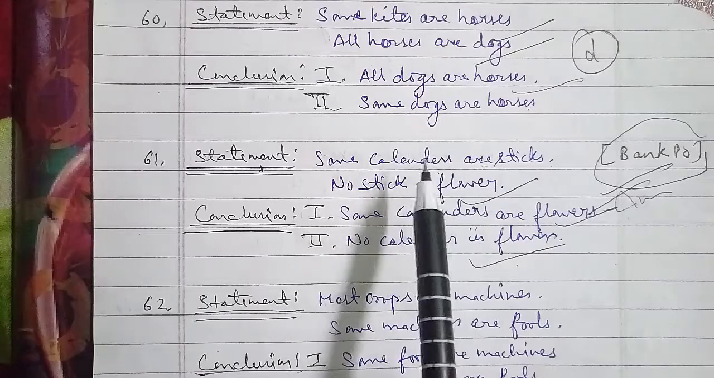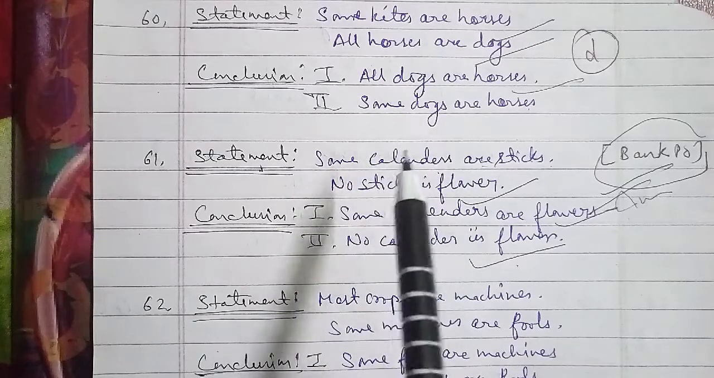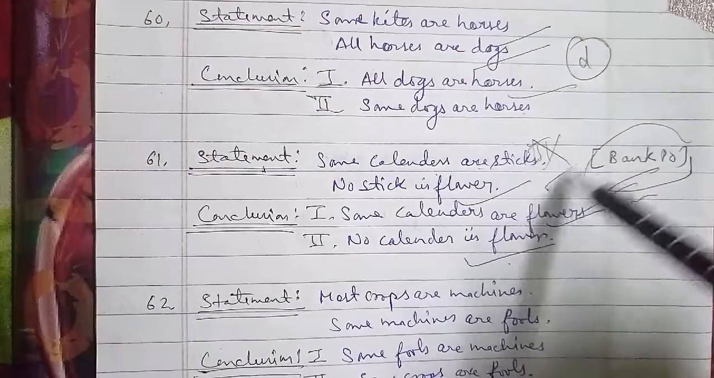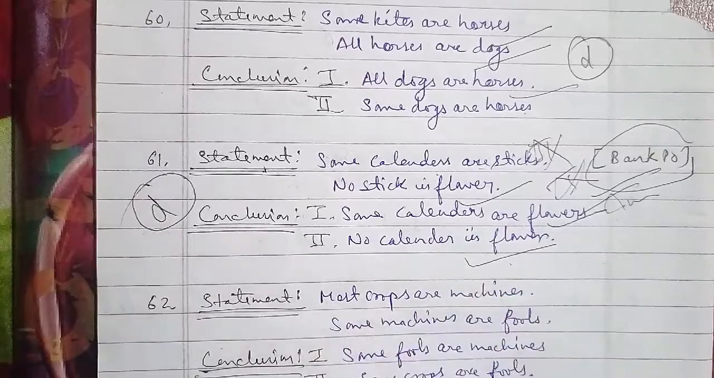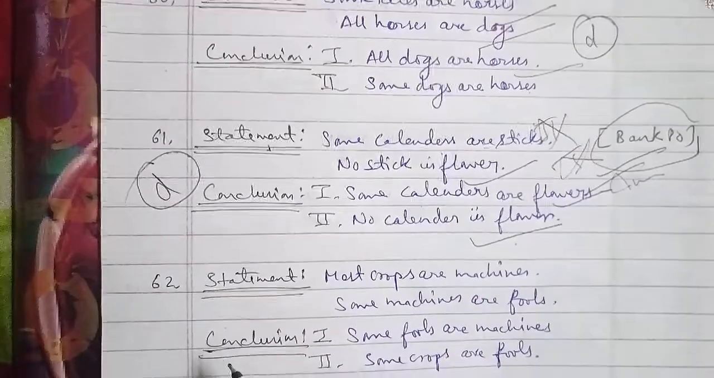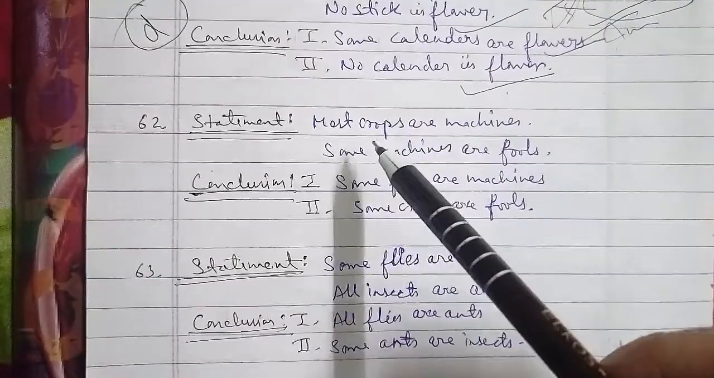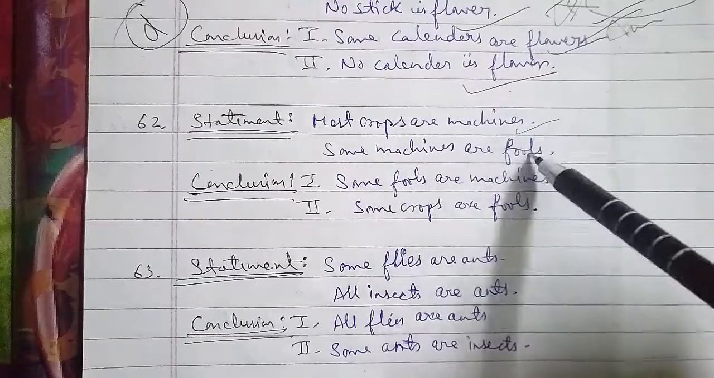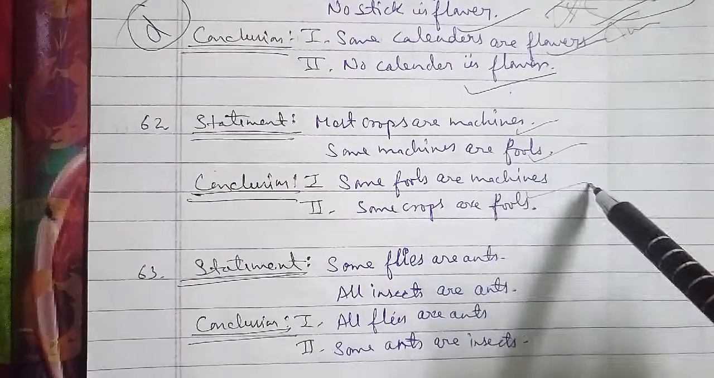Now moving ahead with another question, and that is question number 62 of the session. The statement we have is: most crops are machines and some machines are fools. Conclusions: first, some fools are machines, and second, some crops are fools. With regard to that, since both the premises are particular, no conclusion will follow, so we'll go with option D, which will be the right answer for this question here.